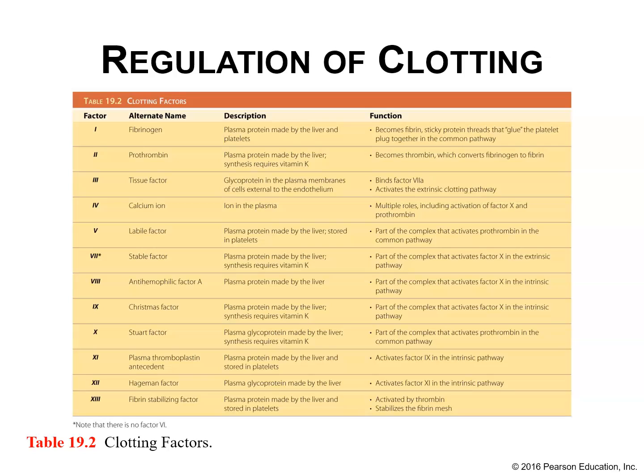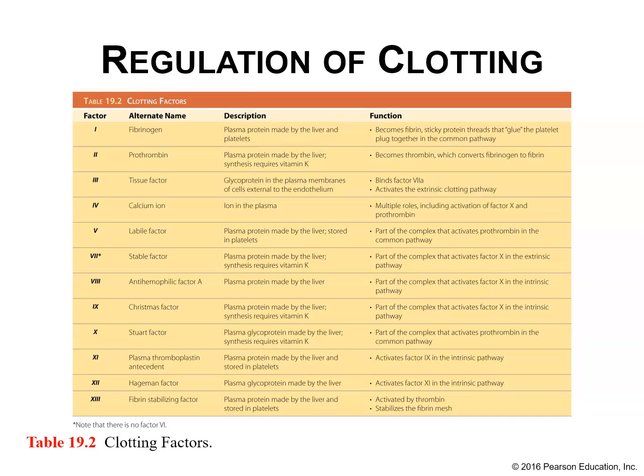Factor 5 is also called labile factor, another plasma protein made in the liver but stored in platelets. Factor 7, also called stable factor, is also made in the liver. Synthesis requires vitamin K. Remember 2, 7, 9, and 10 require vitamin K. Factor 8 is called the antihemophilic factor A. Factor 9 is also called Christmas factor. Remember, all these are plasma proteins made by the liver. Remember, 9 is also dependent on vitamin K. 10 is also called Stewart factor, also dependent on vitamin K.